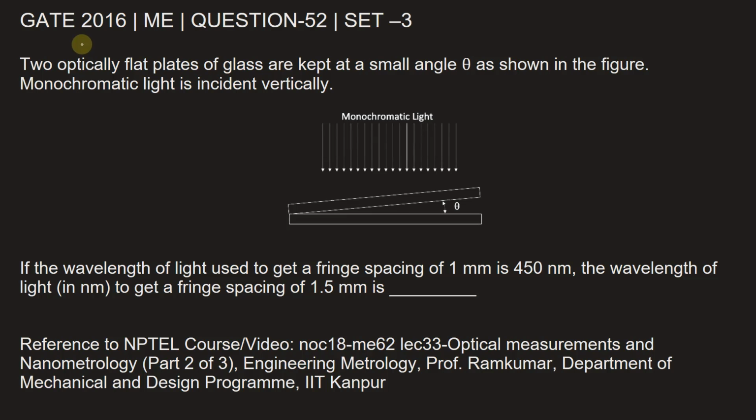This question is from GATE 2016 Mechanical Engineering paper, set 3, question number 52. Two optically flat plates of glass are kept at a small angle theta as shown in the figure. Monochromatic light is incident vertically. If the wavelength of light used to get a fringe spacing of 1 mm is 450 nm, the wavelength of light to get a fringe spacing of 1.5 mm is dash.